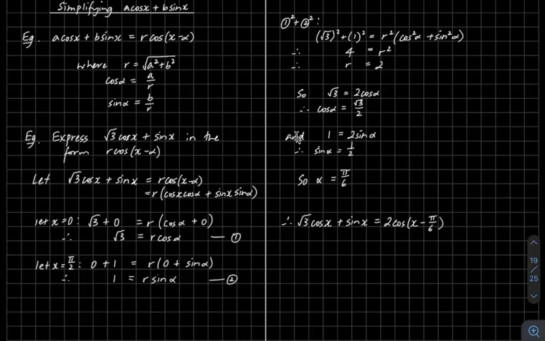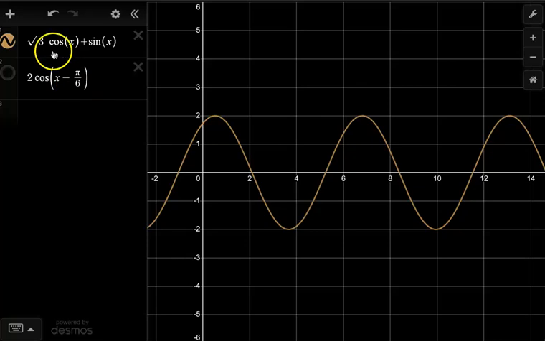So r times cos of x minus pi on 6. Now why don't we just quickly jump on Desmos, jump on a graph and check that root 3 cos x plus sine x is indeed equal to that. So there's root 3 cos x plus sine x, and here's 2 times cos of x minus pi on 6. Let's just show that indeed, yep, there we go. So those two are in fact the same function there.